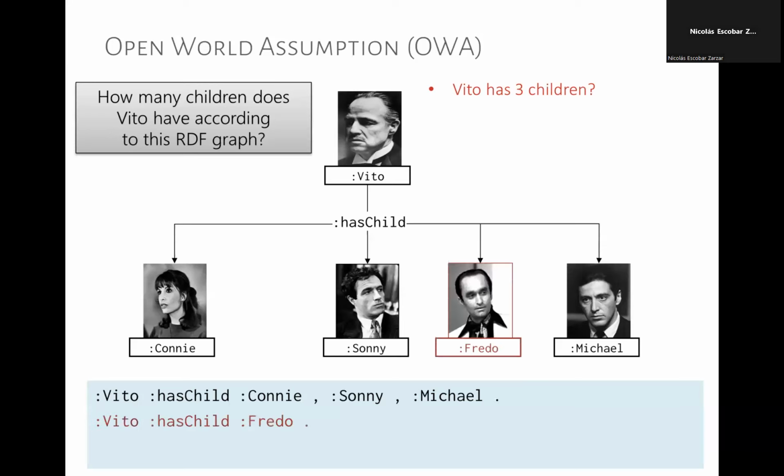However, as mentioned, Vito could have more children, right? Also, it's not quite "has 3 children", it's "has at least 3 children". Okay, so no, because we never assume our data to be complete. And then we could guess that Vito has at least 3 children. So this is the first assumption, the open world assumption. We don't assume the data to be complete.